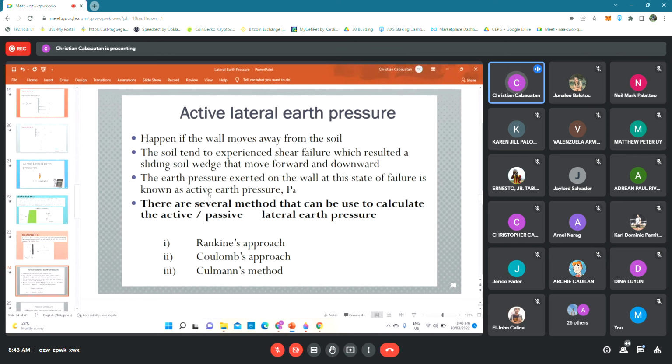And for Coulomb's approach, it is just the same as your columns approach. But in your review later on, and then in your board exam, it depends on which of the two: the Rankine's approach or the Coulomb's approach. Those are the only two. And the most popular, as I said, is the Rankine's approach.